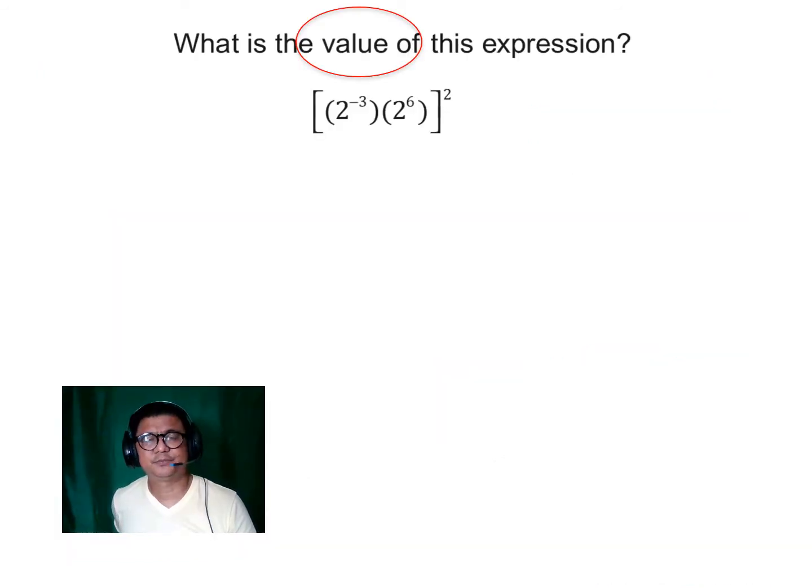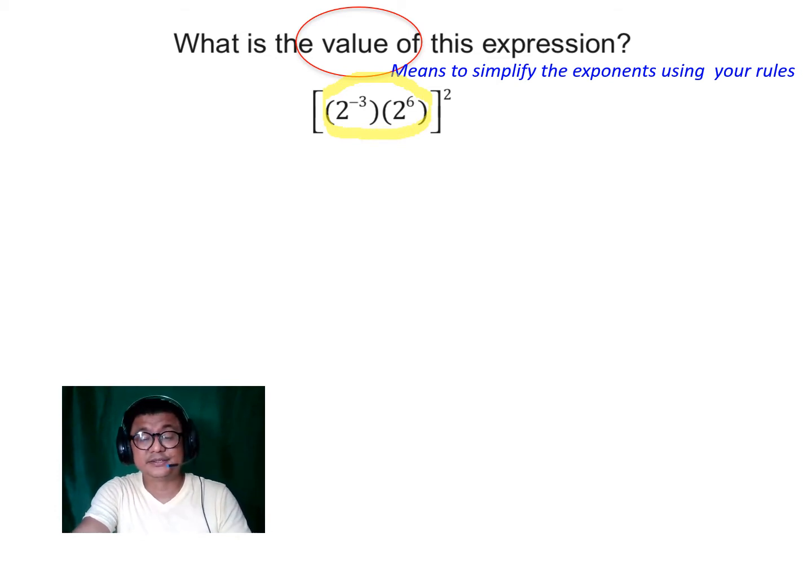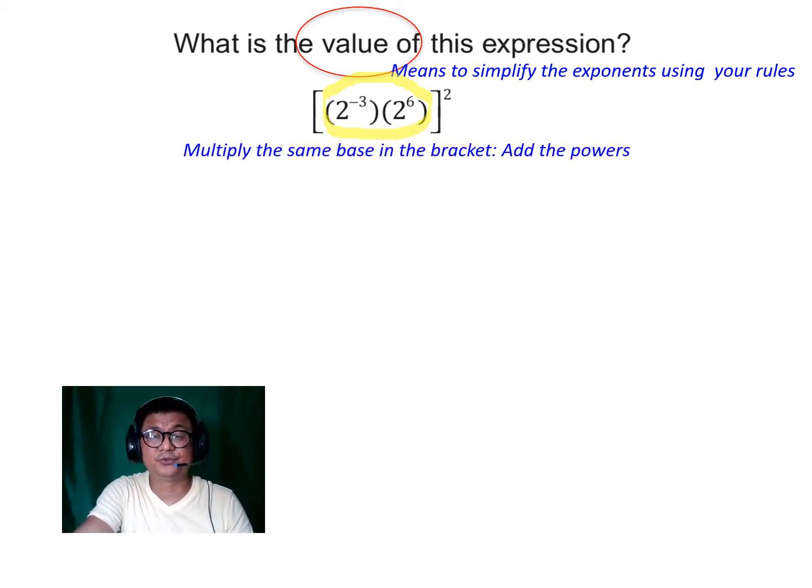So in this first problem, we need to solve for the value of the expression. Value means, what does it mean? Simplify the exponents using your rules. Okay, so don't be scared with this. Whenever you see something in a parenthesis, it's better to simplify whatever you see inside first. So you're multiplying the same base. Do you remember what to do when you multiply the same base?